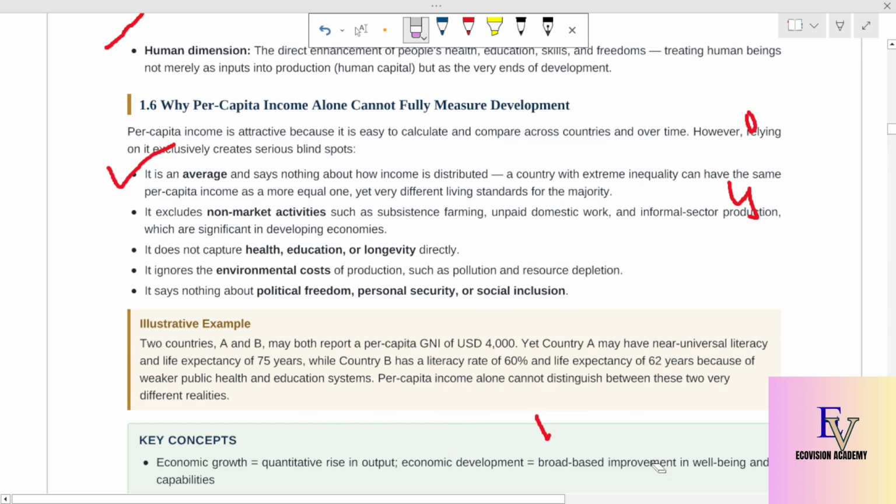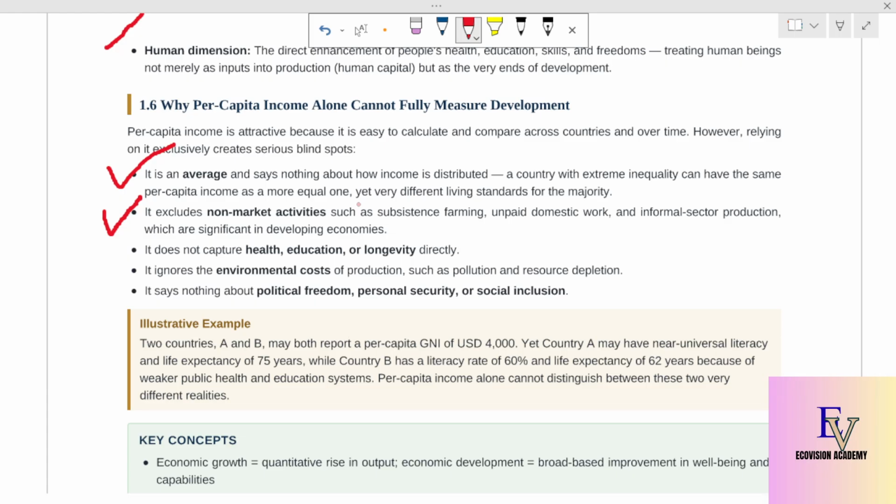The first point is that it only gives us the average, it doesn't give us the exact income of a particular person. Secondly, it excludes some of the non-marketing activities. Non-marketing activities like, suppose, subsistence farming. This is one of the most important kinds of farming, practiced all over India, in all the parts of rural India.